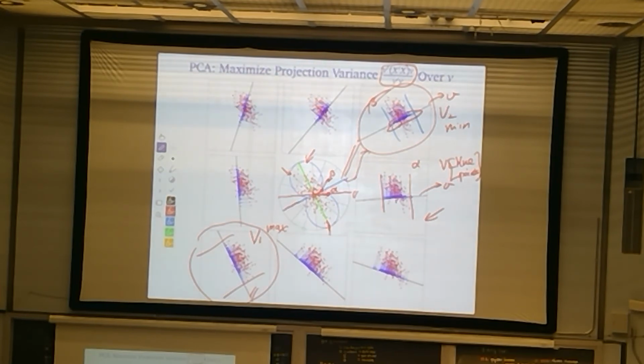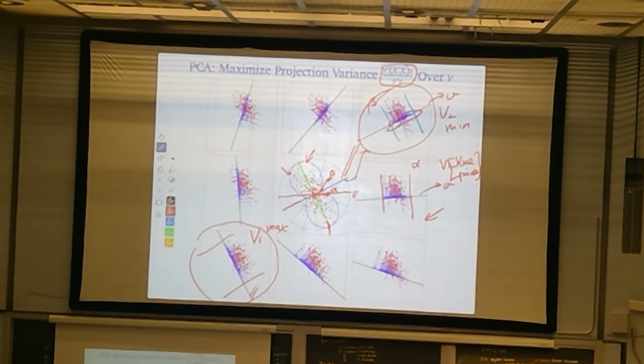You can calculate the mean, you can calculate the variance. Take the variance value and plot it as the radius of this peanut shape. Okay? So that is the value of this Rayleigh quotient. Okay? So that's the intuition.